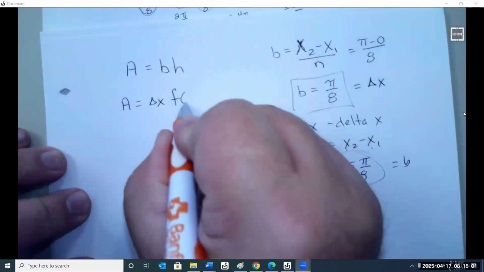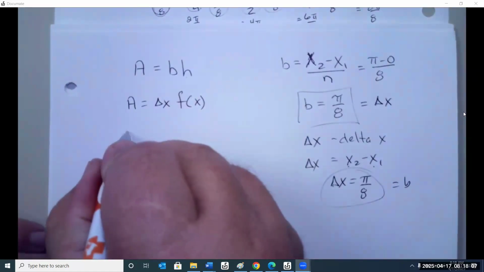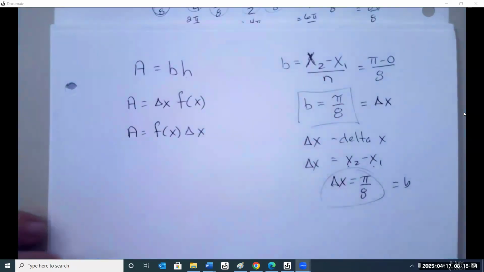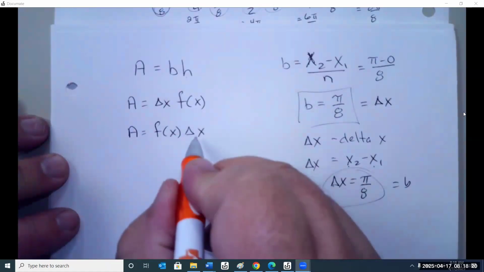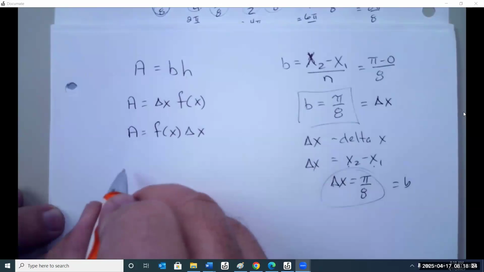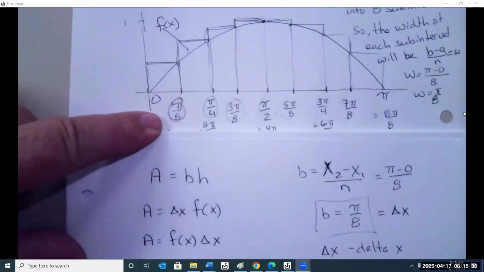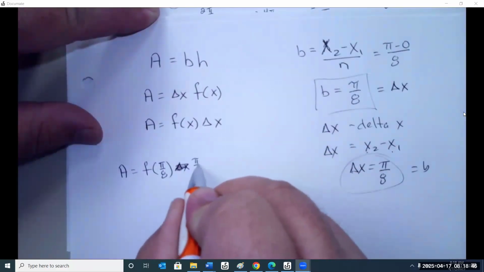So the height is f of x, and our base is delta x. Now let's look at this. Our area, in this first one, is f of pi over 8 times delta x. Well, instead of delta x, we know what delta x is. It's pi over 8 each time.